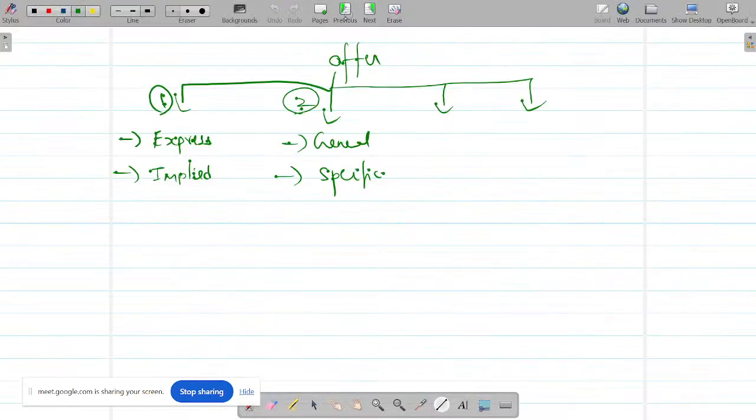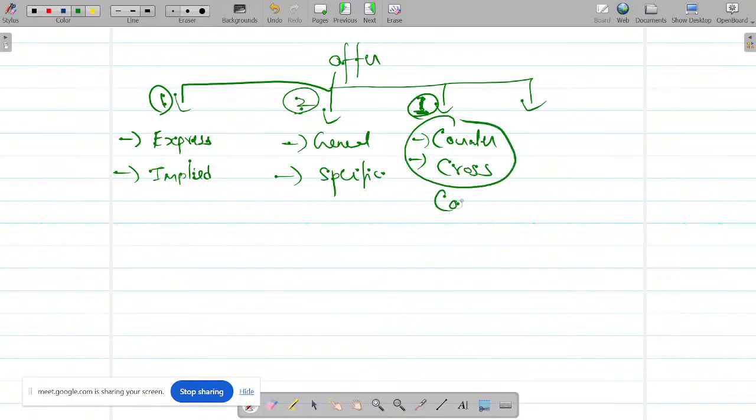So probably here you can list it out. This is the third one, which we were discussing, counter offer, and the second one, cross offer. Why I'm classifying in this way is that in both cases it will not go as a contract. A contract will never be formed.